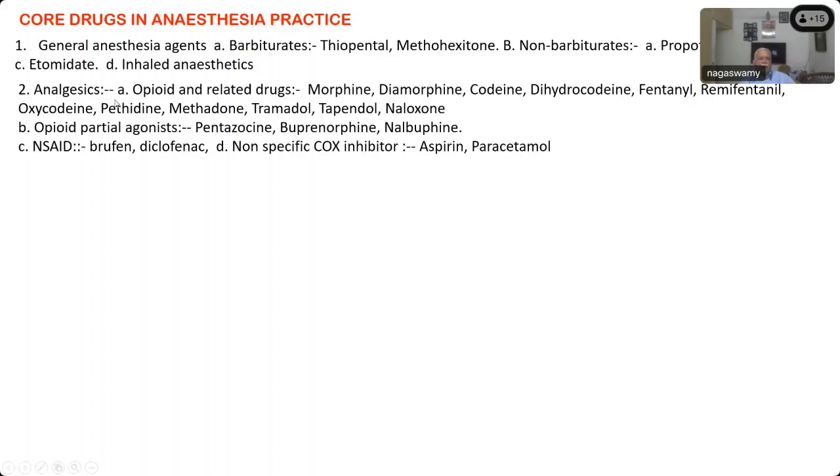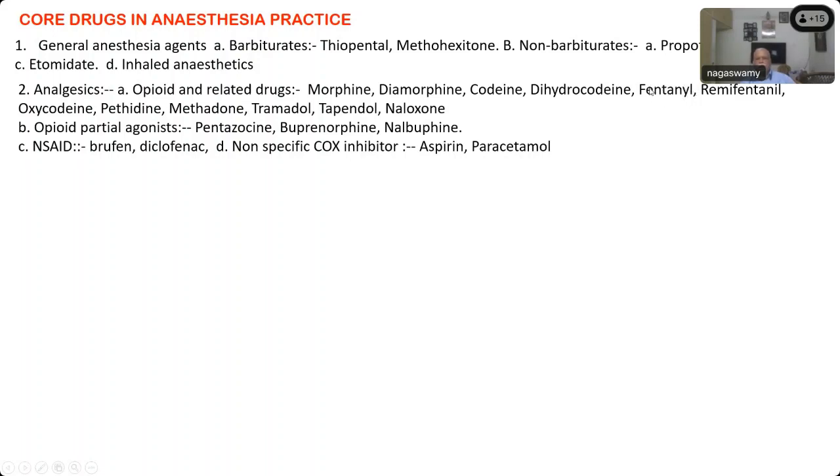And the second group of drugs you should be aware of are the analgesics, which are opioids and related drugs like morphine, diamorphine, codeine, dihydrocodeine. Fentanyl is a drug which you are using day in and day out. So you must know everything about fentanyl.